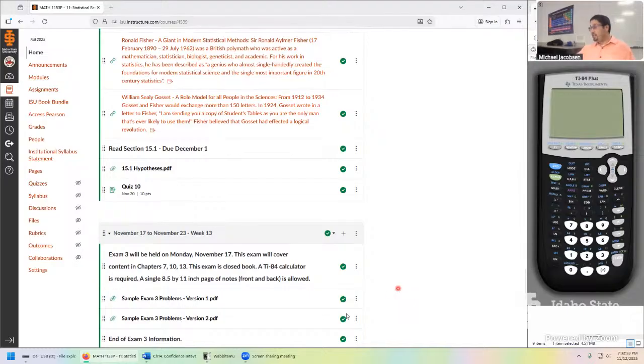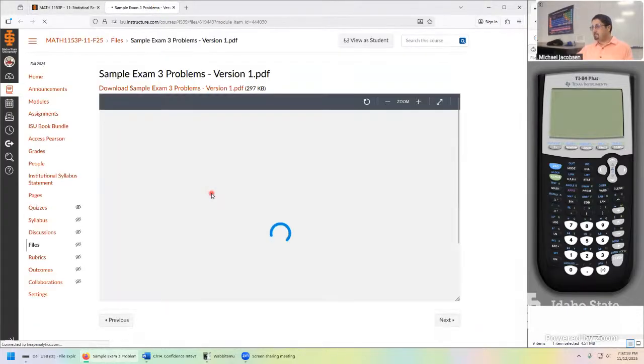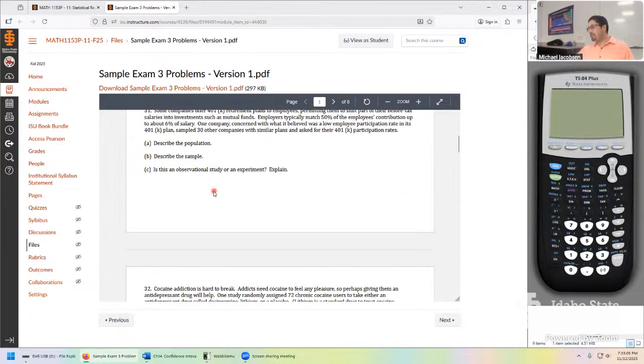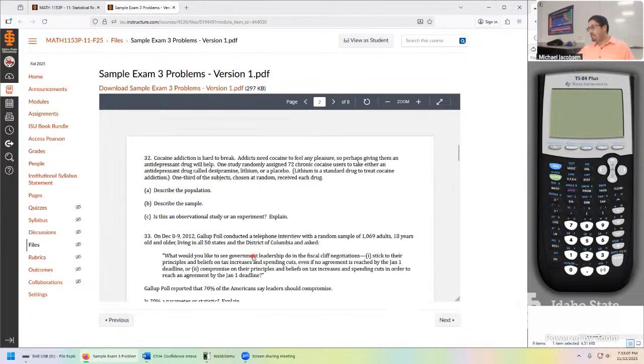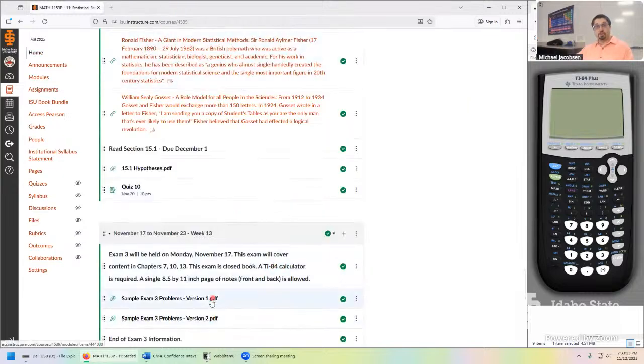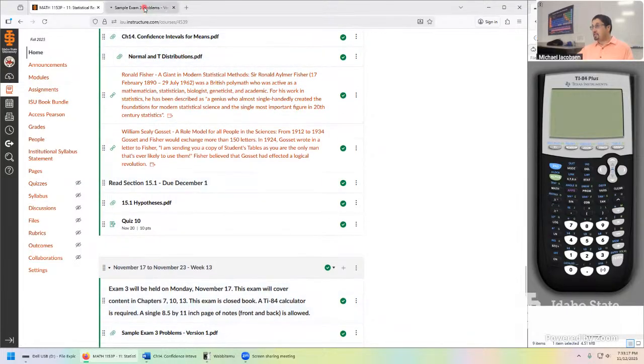Version 1 of the sample exam, let me remind myself, has new problems, it looks like, for chapter 7, chapter 10, and new problems for chapter 13 as well. So if you want fresh problems, this is where you'll find them in version 1. Version 2 is just the lecture notes.